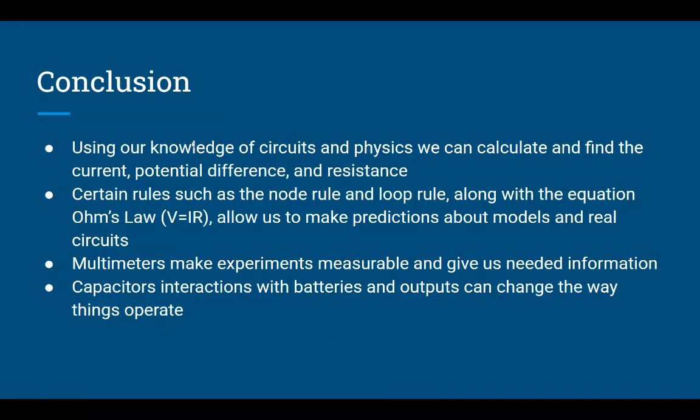So in conclusion, when we use our knowledge of circuits and physics, we can calculate and find the current, potential differences, and resistance. Certain rules, such as the node rule and loop rule, along with the equations for Ohm's law, let us make predictions. Multimeters give us information and allow us to measure things. Capacitor interactions with batteries and outputs can change the way things operate.